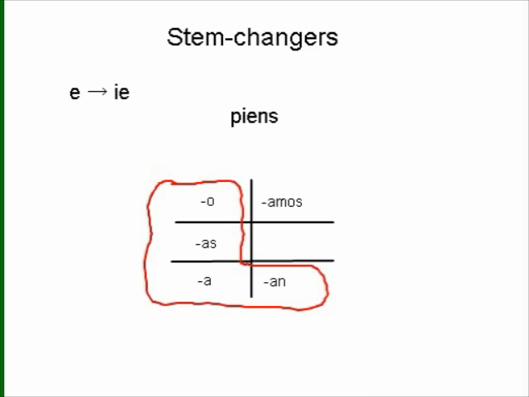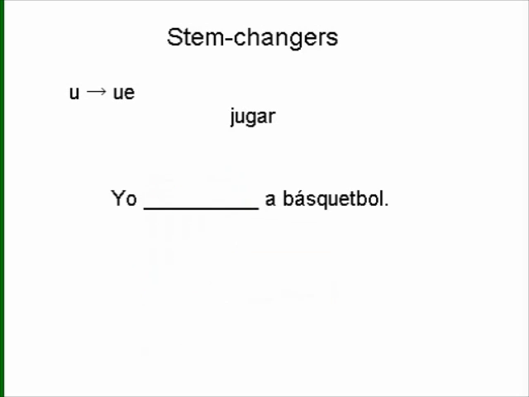Whether our stem changer is an E to IE stem changer, an E to I, an O to UE, or a U to UE stem changer, we're going to follow these same steps. And again, typically, stem changers are boot verbs. It's the verbs in these places on the verb chart that change. Let's look at an example.